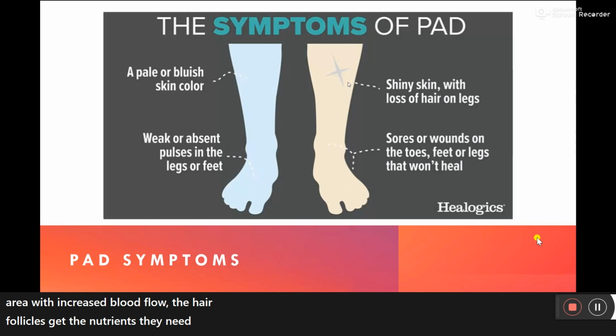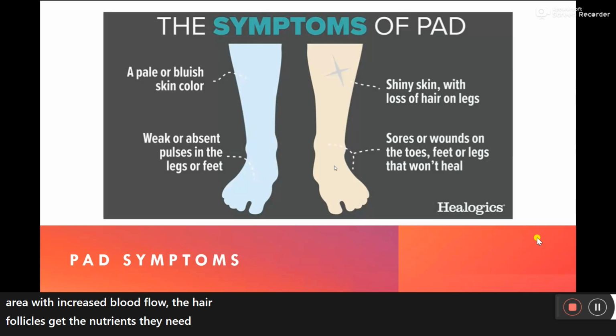Okay, so if you have an issue with ischemia in the legs, the hair's not going to grow like anything else. That requires oxygenation and all the nutrients that are in our blood. Also, you may see that there are some sores or wounds on the toes or the foot that just aren't healing. We see this a lot in diabetic patients. Okay, but diabetic patients have really bad and aggressive peripheral arterial disease.